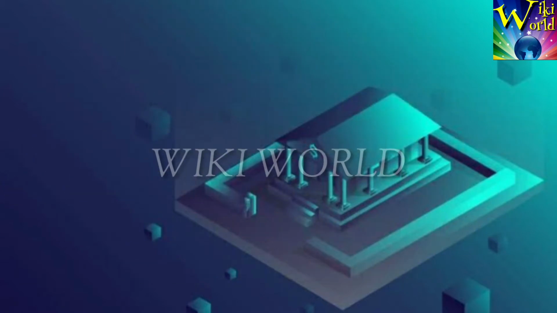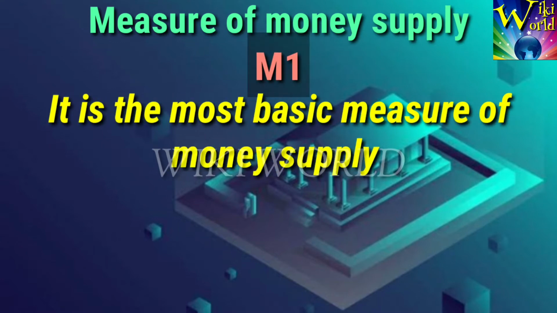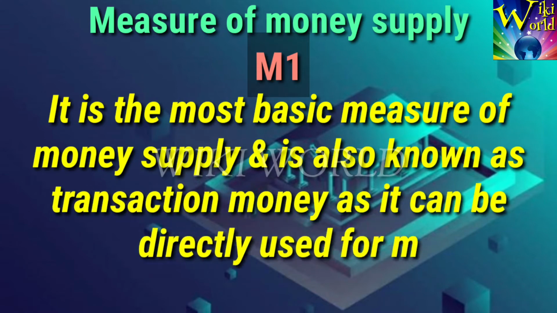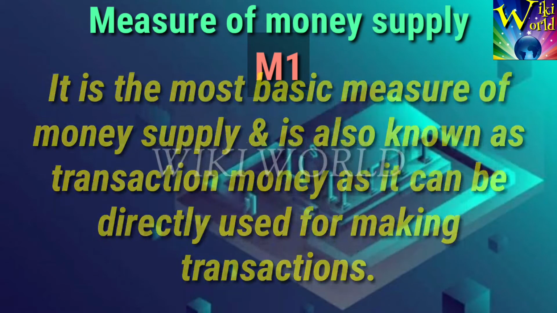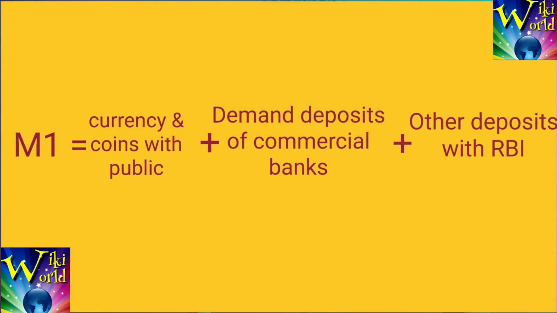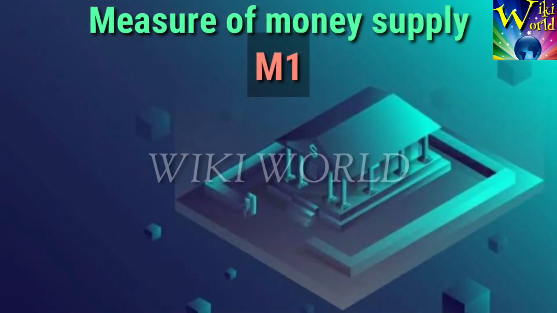तो अब हमारे पास मेजर ऑफ मनी सप्लाई, जिसमें हमारे सिलेबस में सिर्फ एक है, वो है M1. M1, it is the most basic measure of money supply and is also known as transaction money, as it can be directly used for making transactions. इसका फॉर्मूला M1 is equal to currency and coins with public plus demand deposits of commercial banks plus other deposits with RBI. अब हम इन तीनों चीज़ों को डिटेल में करेंगे.